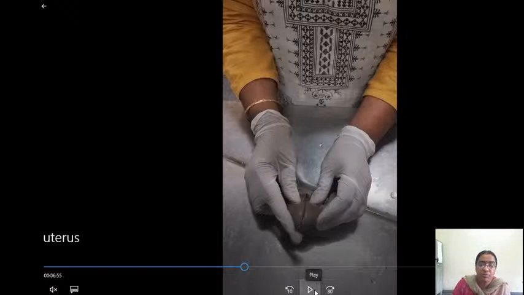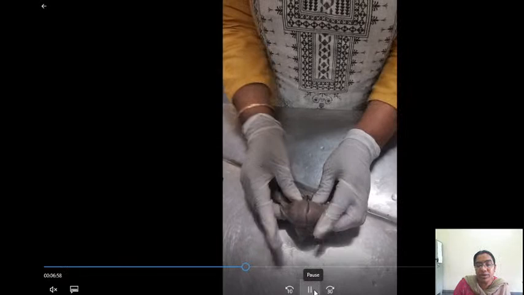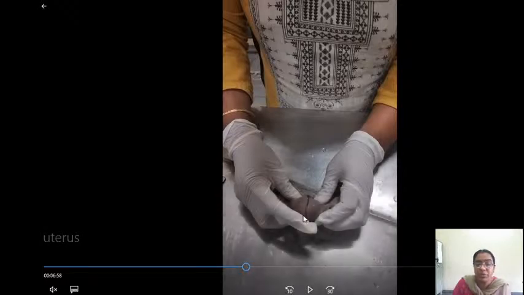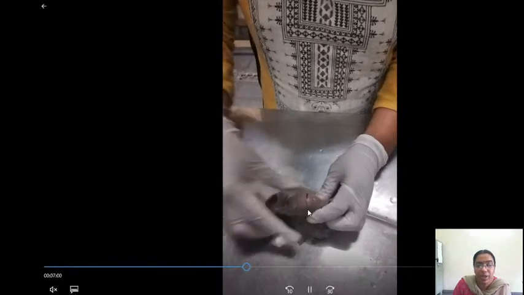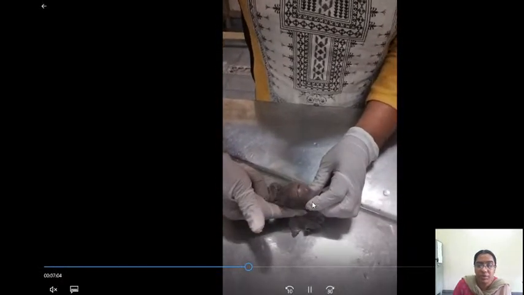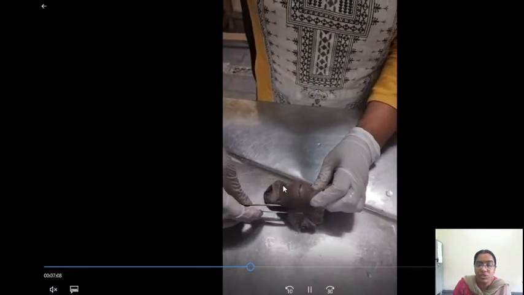Now coming to the position of the uterus. For any organ, the anatomical position is important. As we have said, the uterus is present obliquely in the lesser pelvis between the urinary bladder in front and the rectum behind. When you hold the uterus, hold it so that this is the fundus, which is above the edge of the uterine tube. The fundus comes forward, so it faces forward.